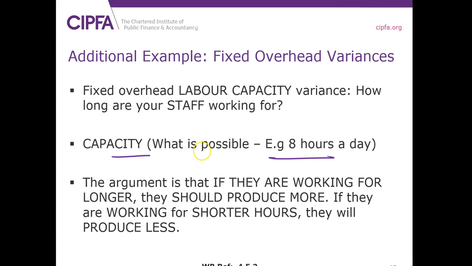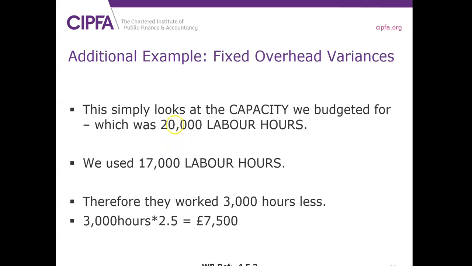Did you have the necessary hours? And generally, the argument is that if you work longer, you should produce more. And if you're therefore working for short hours, you produce less. We can see that here: looking at the capacity, you had budgeted for 20,000 labor hours to bring out these 10,000 units, but you used 17,000 hours. So therefore, they have worked 3,000 hours less.